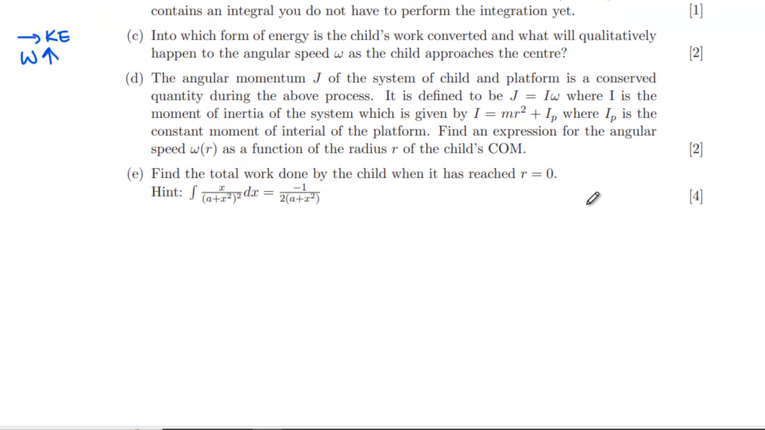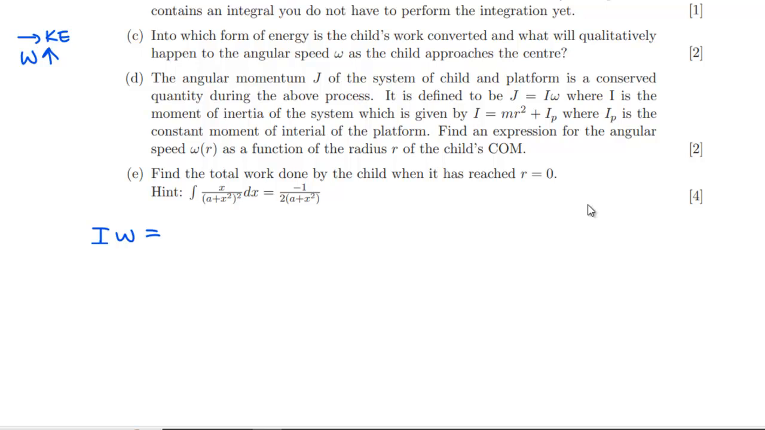All right, that's good. The angular momentum J of the system of child and platform is a conserved quantity. It is defined to be J equals I omega, where I is the moment of inertia of the system, given by this equation. IP is the constant moment of inertia of the platform. Find an expression for the angular speed omega as a function of the radius r of the child's center of mass. Right, so we've got I omega, okay, is equal to, what did they say? Let's think about what they've actually asked here.